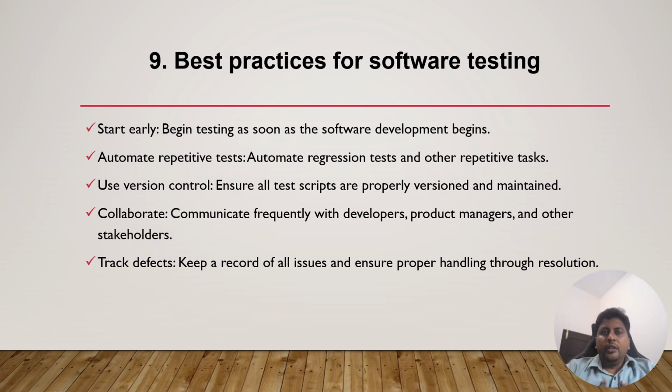Track defects. Keep a record of all the issues you have, especially the P1 or severity one issues, because you have to resolve them at the earliest, because they will block the complete testing team, and you have to handle them properly. You have to escalate the things if you have any blockers.